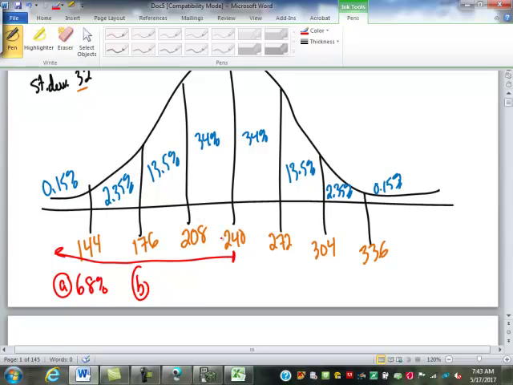Oh, sorry, I skipped one. B is, yes, between 176 and 304. Let me go back to that. 176 and 304 would be that. What's that add up to? So you're 95%. C is less than 240. I was skipping ahead of myself. So here's 240. What percent is less if I go that way? Add those up. Should be exactly 50%.